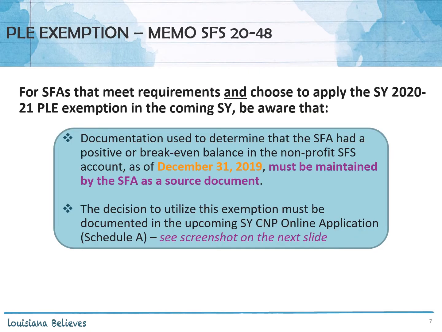For all SFAs that meet the requirements and choose to apply the school year 2020-2021 PLE exemption in the coming school year, please be reminded that documentation used to determine that the SFA had a positive or break-even balance in the nonprofit school food service account as of December 31st of 2019 must be maintained by the SFA as the source document, and the decision to utilize this exemption must be documented in the upcoming school year Child Nutrition Program online application in the Schedule A.